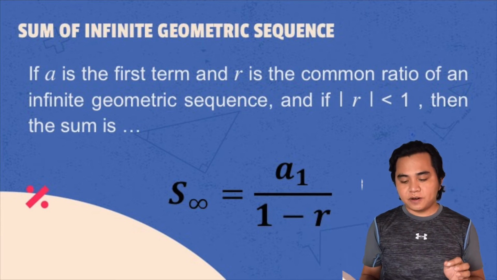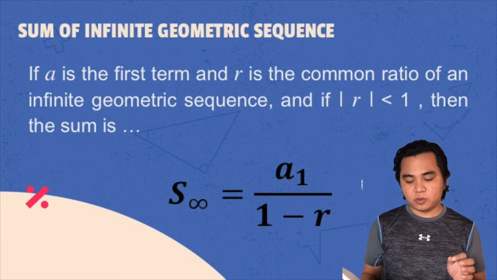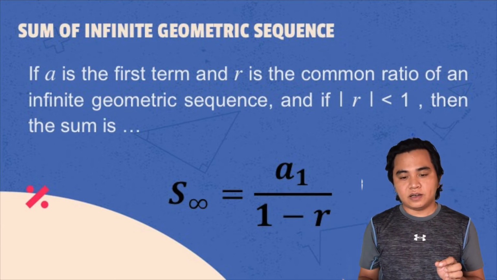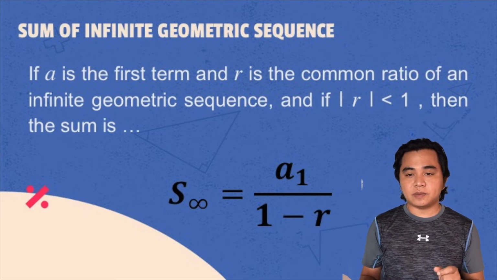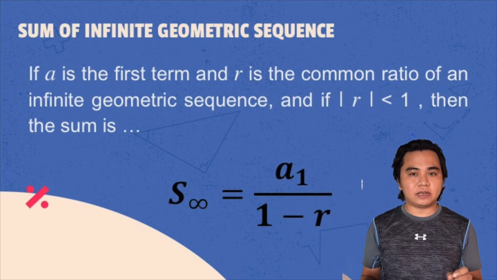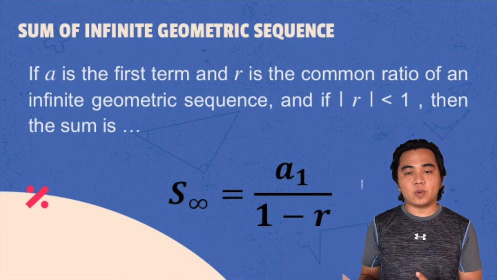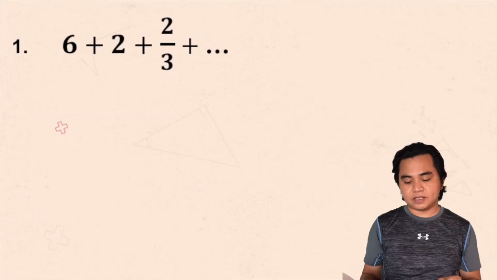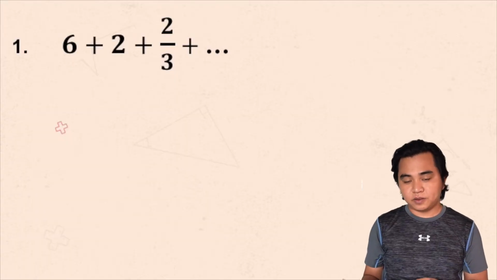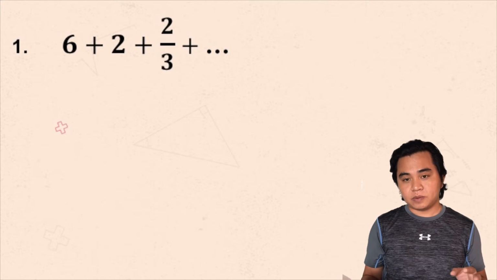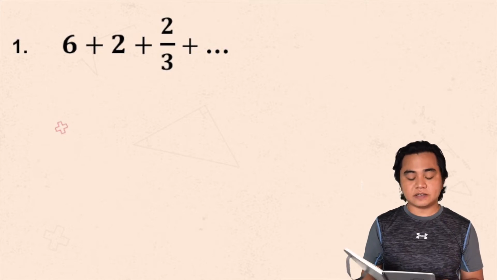Now, I have here three infinite geometric series, class, and I'm going to discuss how to identify if a given infinite geometric series does have a sum. Again, the restriction there: the absolute value of the common ratio must be less than 1. Let's have the first example. 6 plus 2 plus 2/3 plus dot dot dot, or ellipses.